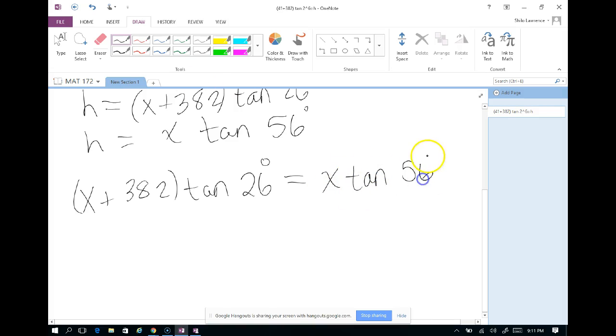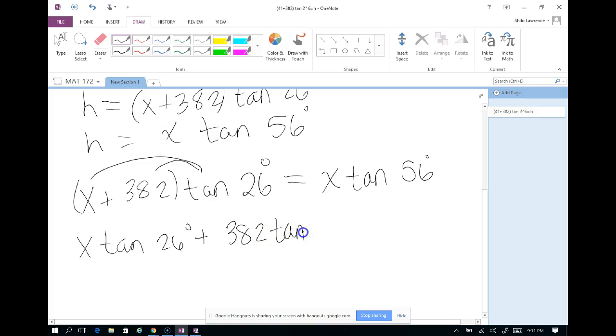Now, even though I'm not asked to solve for x, I think this is the easiest way to do this problem to avoid having to work with fractions and stuff. So I'm going to go ahead and distribute here. That way I can get my terms that have x's together. So I have x tan 26 plus 382 tan 26 equals x tan 56.